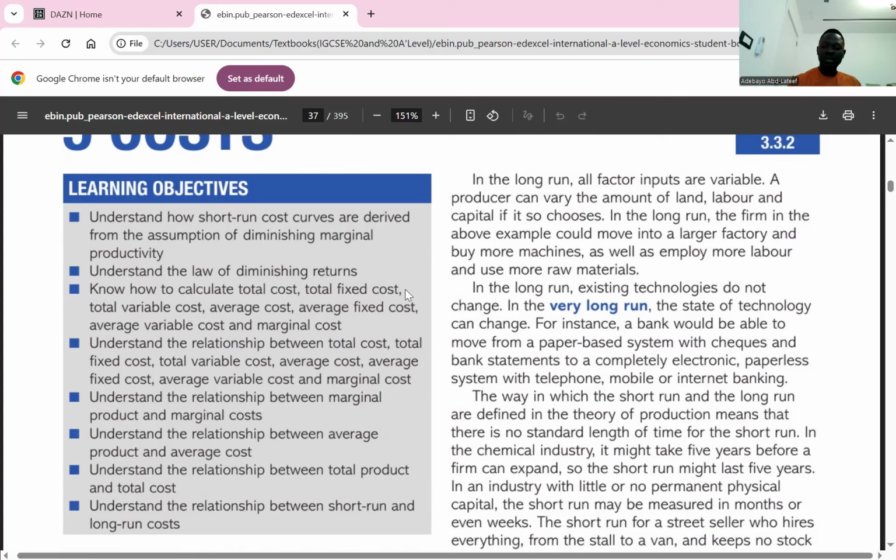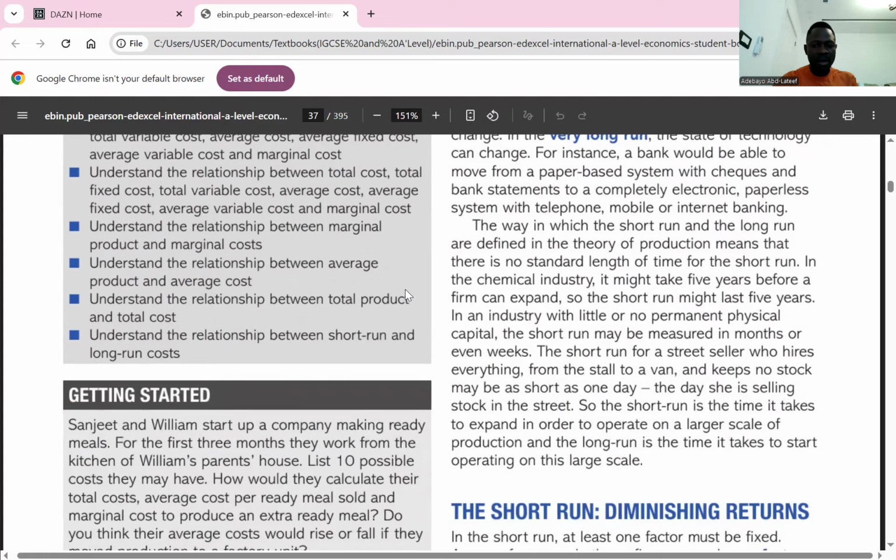Any question about the short run? No, sir. So that's the difference between the short run and the long run. Clear? So we go to the short run diminishing returns now. Are you there? Okay.